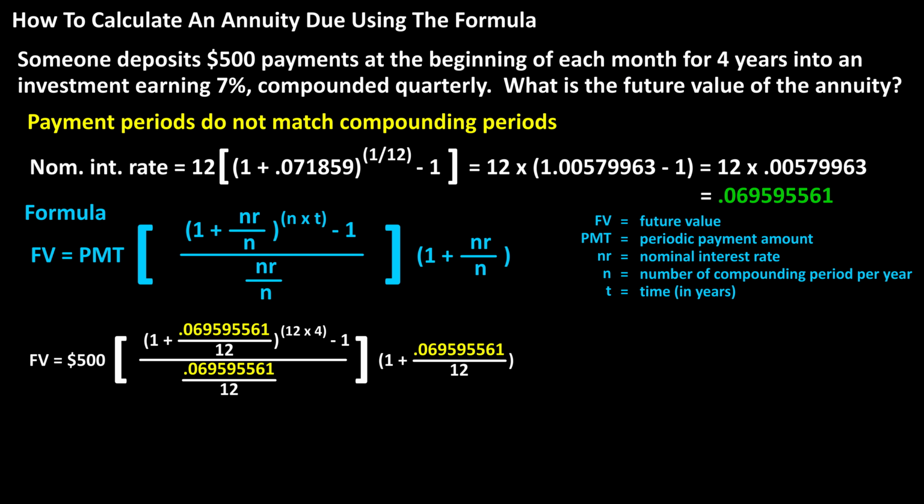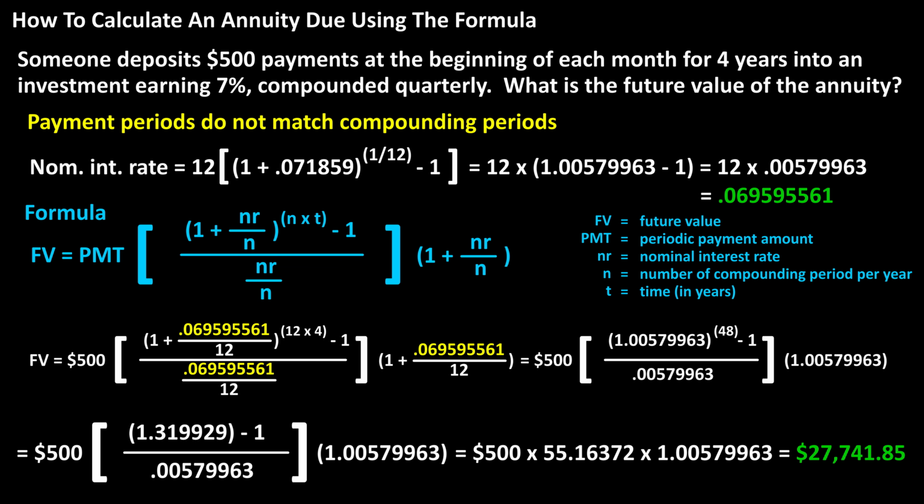We have future value equals $500 times the quantity 1 plus 0.06959561 divided by 12, the number of deposit and compounding periods, raised to 12 times 4, minus 1, divided by the quantity 0.06959561 divided by 12, times 1 plus 0.06959561 divided by 12. Here are all the calculations written out on the screen, and this calculates to $27,741.85, rounded off.